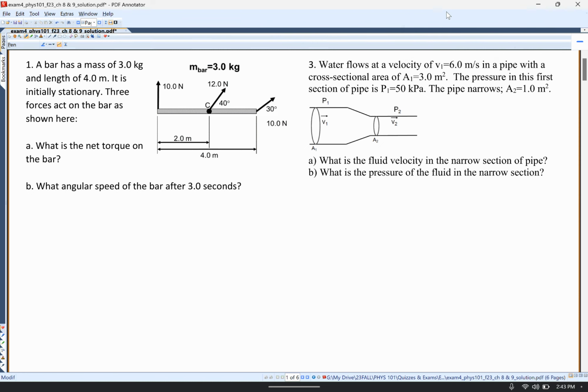Okay, this is exam 4 from fall 23. I start with this bar that has a certain mass and length, and it's stationary and has three forces. First, we want to find out what the net torque on the bar is, and that's part A.